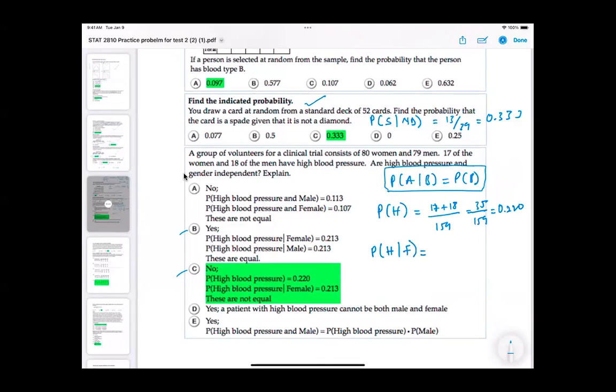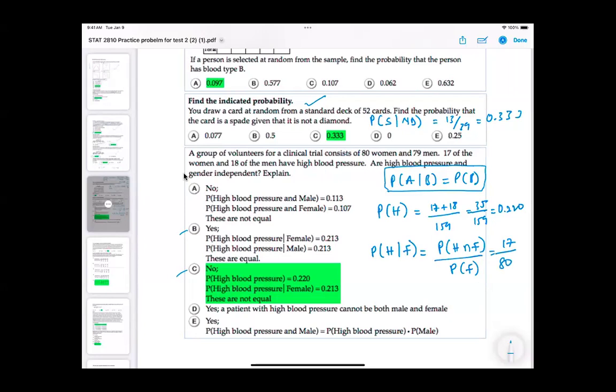Is that okay? To find this, it means the probability of high blood pressure and female, divided by the probability of female. Does that make sense? Or we could also put the numbers here. It's going to be the same thing. So how many people have high blood pressure and are females? 17. How many total females do we have? 80.